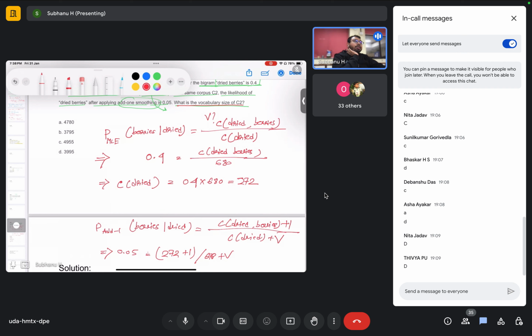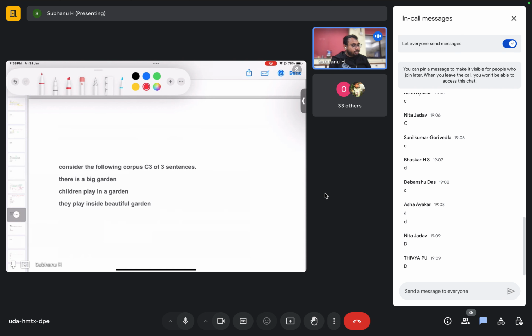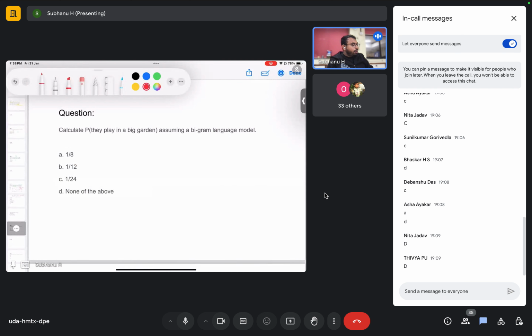Okay, fine. So this is clear to all, I think. Anyone can raise your hand or tell me if not understood. Now the next question. We have three sentences: there is a big garden, children play in a garden, they play inside a beautiful garden. Calculate the probability of "they play in a big garden" assuming a bigram language model.